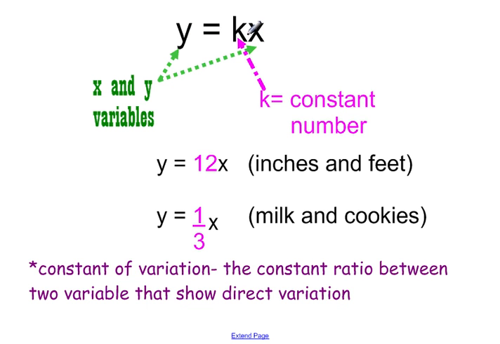I know it looks like we have 3 variables because of this letter k right here, but this letter k is actually going to be some constant number, a number that doesn't change. And in our 2 examples that we just talked about, here's how we would write the direct variation equations.